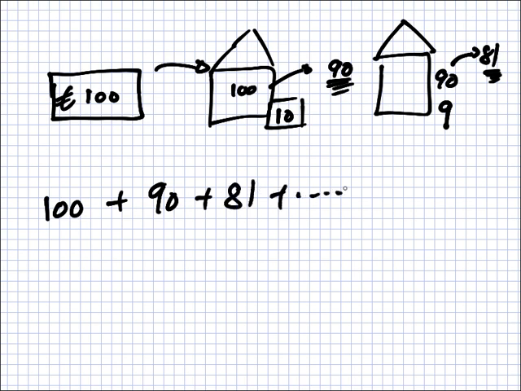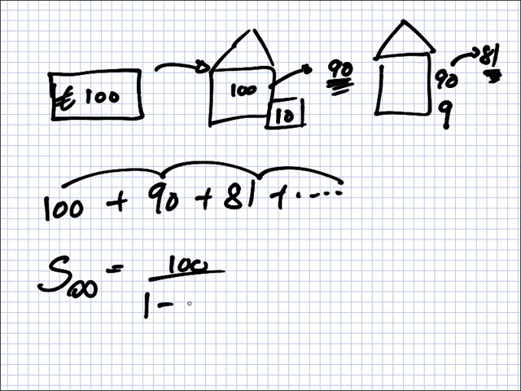So what type of sequence is this, AP or GP? GP. Let's calculate the total, S infinity. So what's the a? 100. And the r? 10%. So what r is that? Now look carefully what's happening here. 0.9, yeah. So this is 1,000.